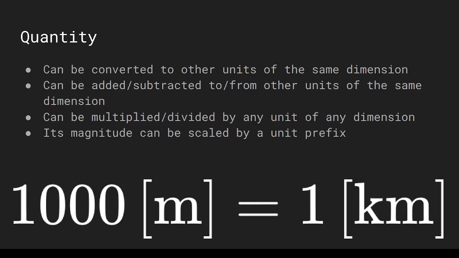And lastly, its magnitude can be scaled by a unit prefix. For example, 1,000 meters is 1 kilometer.